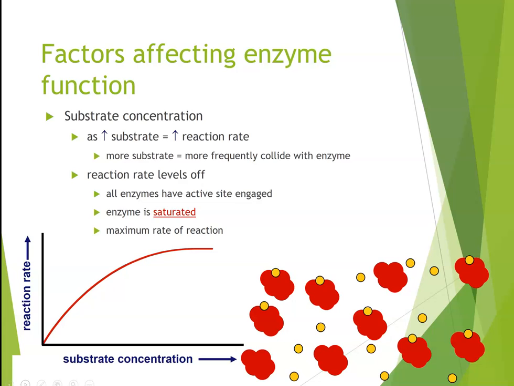The same thing happens with substrate concentration. The more substrate you have, the more frequently it will collide with the enzyme, but at some point, all of the enzymes are going to have their active sites engaged. That means the enzyme has become saturated, and there's still more substrate floating around. The little yellow circles are the substrates, but the enzymes are all busy, they're all full, so you're going to have a leveling off, and this maximum rate of reaction has been achieved.